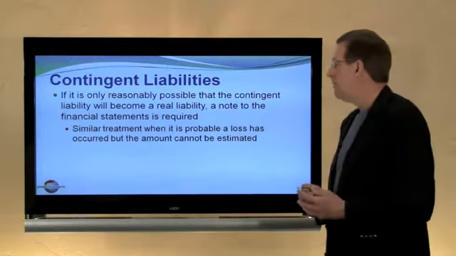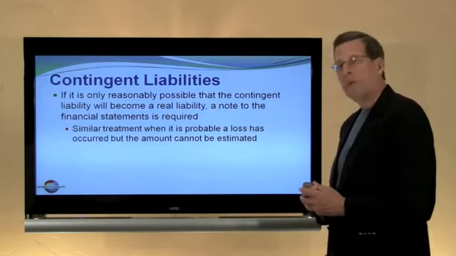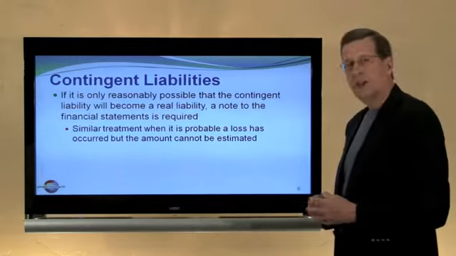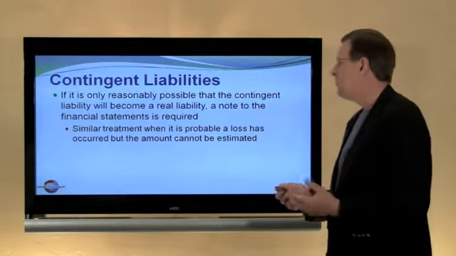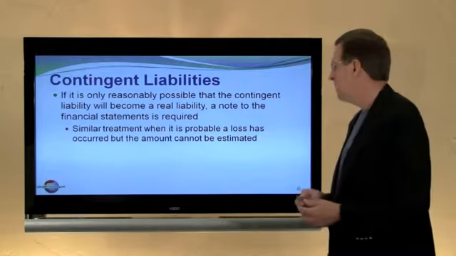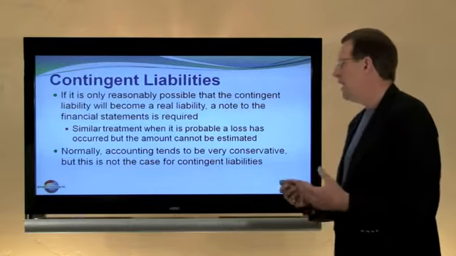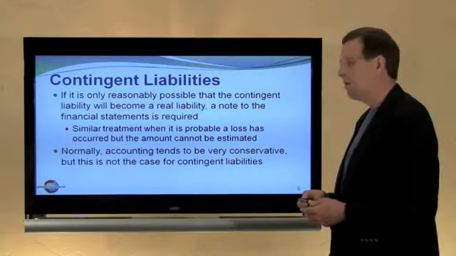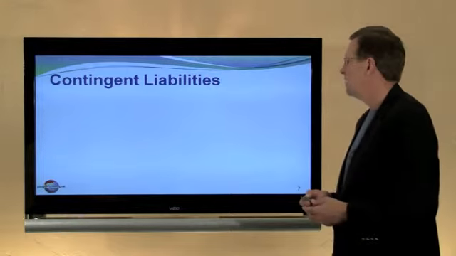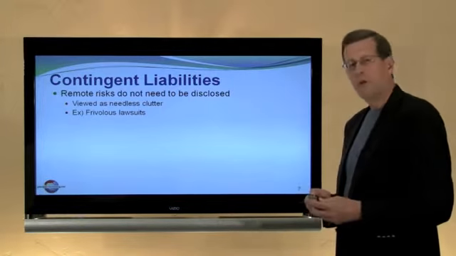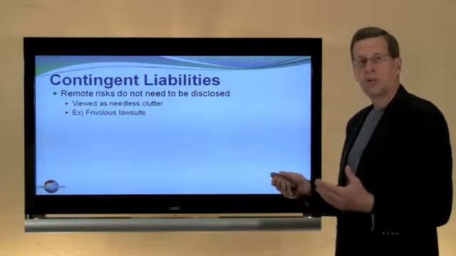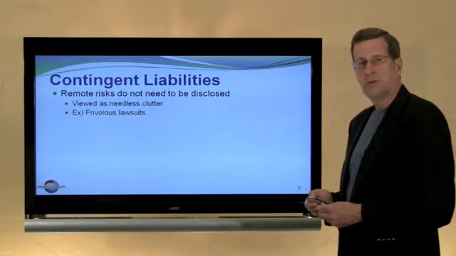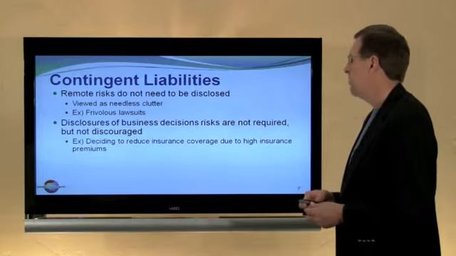If it's only reasonably possible that the contingent liability will become a real liability, a note to the financial statements is appropriate. A similar treatment is afforded when it is probable a loss has occurred and the loss cannot even be estimated. Normally accounting tends to be conservative, but that's certainly not the case with contingent liabilities. Remote risks do not need to be disclosed. They're viewed as needless clutter, distractions, for example, a frivolous lawsuit where there's almost no chance of an unfavorable outcome.